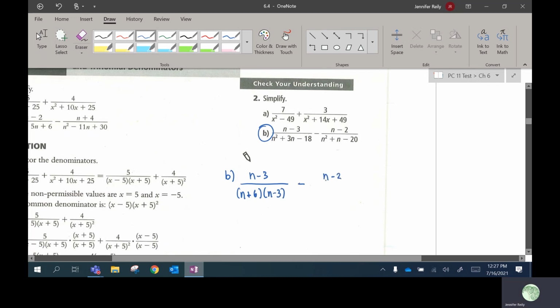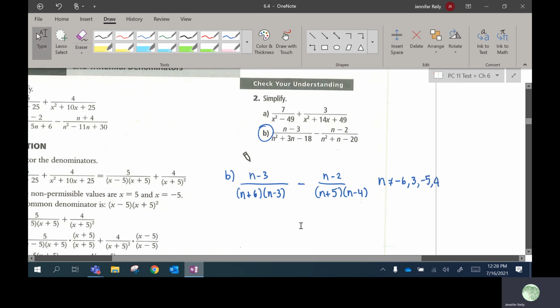And over here, I've got n plus 5, n minus 4. Okay, let's write our non-permissible values before we get too far ahead. There's actually going to be 4 of them because there's 4 factors in the denominators. I'll have negative 6, 3, negative 5, and 4.